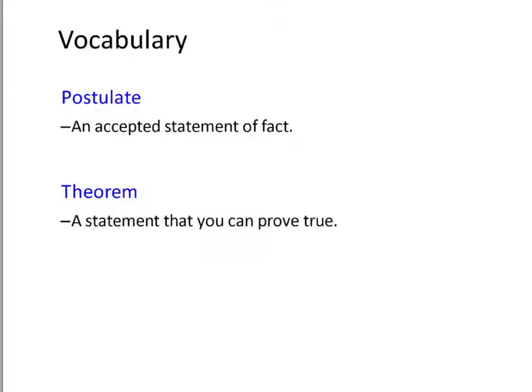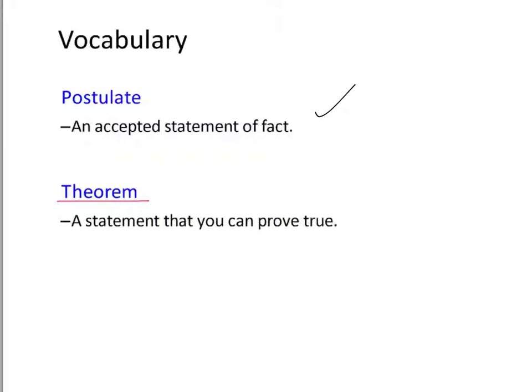One we've already discussed, and that's postulate. Postulate is an accepted statement of fact. We've had many postulates: segment addition postulate, angle addition postulate. So far, those are just statements you accept as fact. Now you have a new word called theorem. And theorem is a statement that you can prove true. So postulate and theorem are in fact the same thing, except one you can prove and one you just accept as fact.